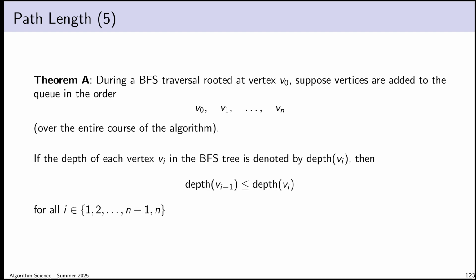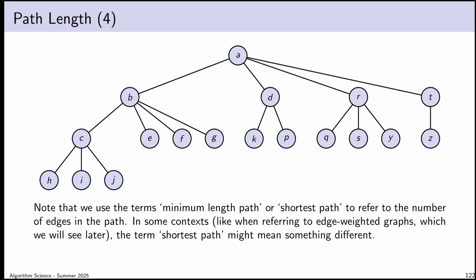I want to prove this property. I want to prove that in the BFS tree rooted at vertex A, the path in the tree from A to any other vertex has the fewest number of edges possible. It is a minimum length path. I want to prove this for a few reasons, one of which is it is a really important thing. It is something we use repeatedly in this course. We really need that for a lot of things we use later in the course.